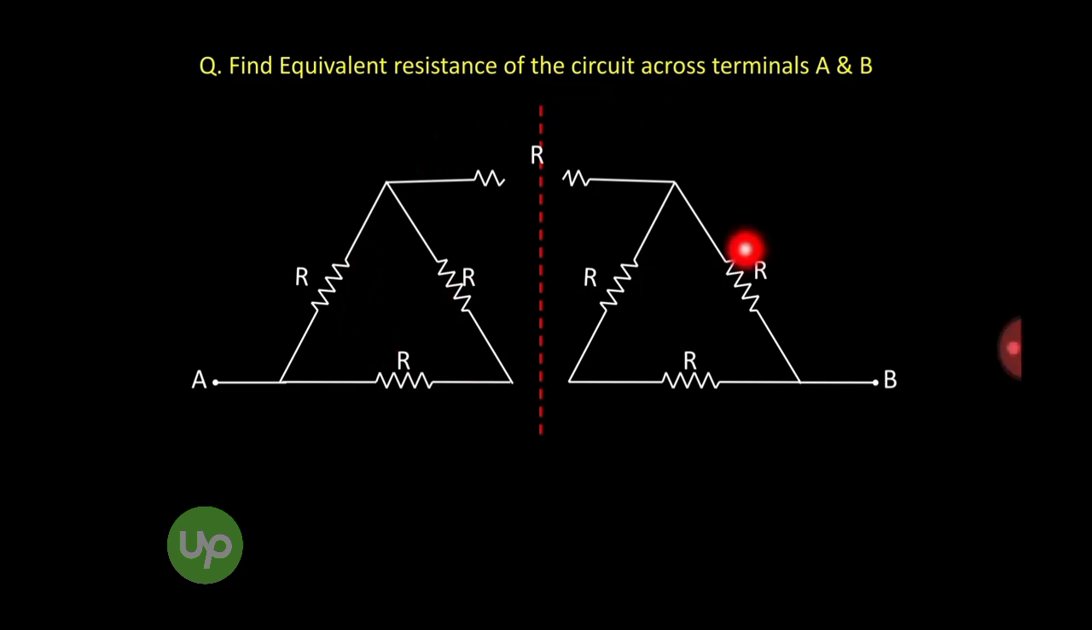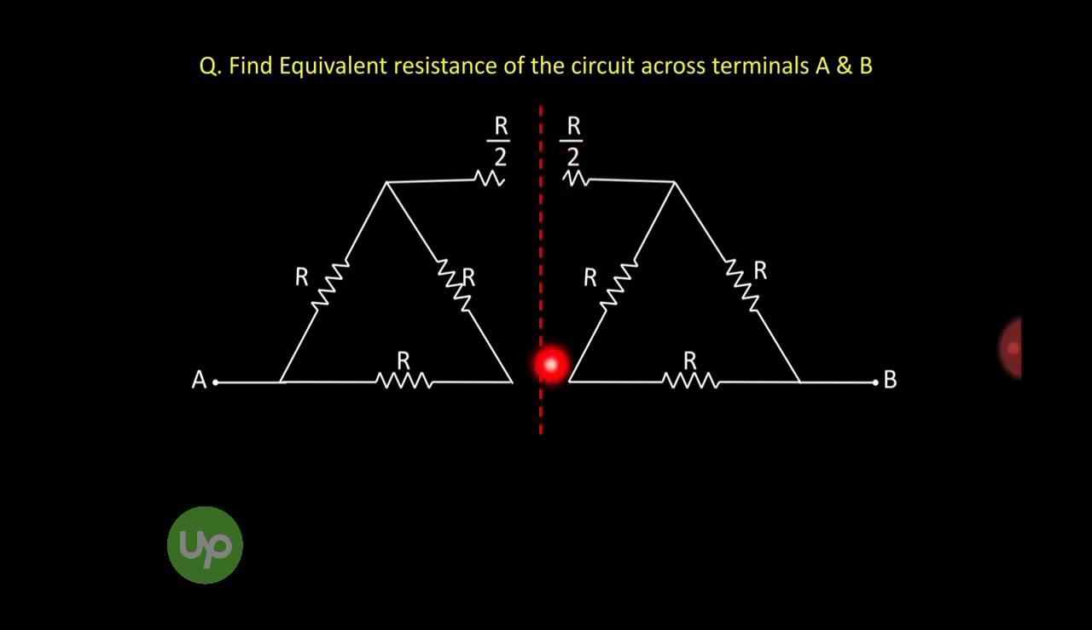So if the circuit is symmetrical, then we can divide it into two equal parts by cutting with a horizontal axis. Now what about this resistance? This resistance has been cut into two portions. The value of the resistance is R. As it is getting divided in two halves, this portion will become R by 2 and this portion will become R by 2. So this resistance is getting divided in two halves.